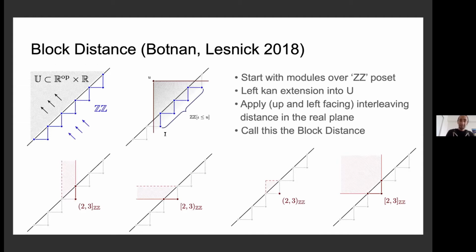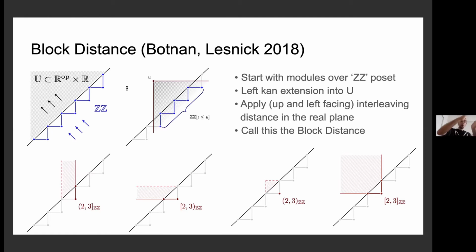Enter the block distance, as discussed by Botnan and Lesnick. So there's a lot of pictures here. You take this blue poset here and call this your zigzag poset. One thing to mention, to interrupt myself briefly, is that the block distance works for pure zigzag orientation. Every arrow alternates, not fully arbitrary, maybe a couple chains of leftward or rightward arrows. So you represent your zigzag structure like this, and you sort of embed it in this solar wind, I guess, that I'm drawing here in the real plane.